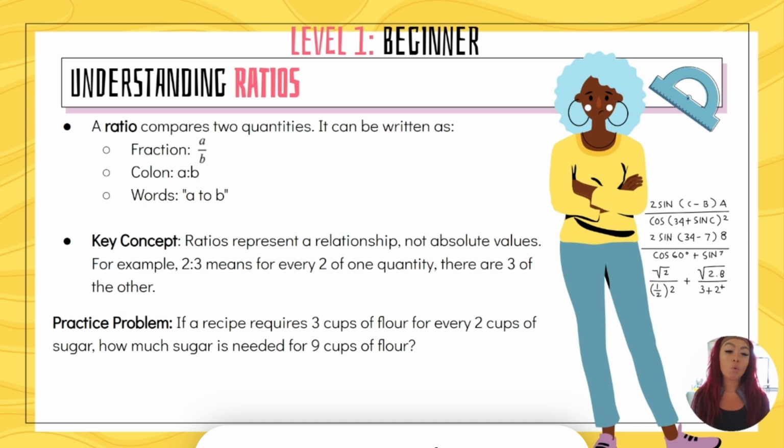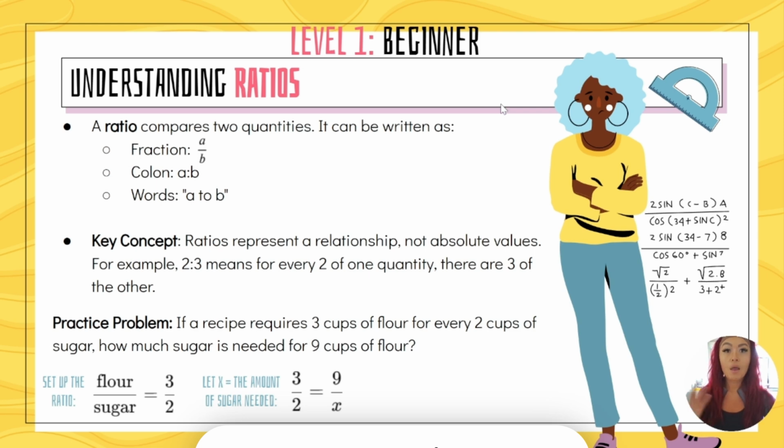If a recipe requires 3 cups of flour for every 2 cups of sugar, how much sugar is needed for 9 cups of flour? So first we're going to start by setting up the ratio, right? Our ratio is flour to sugar, so the ratio is 3 to 2. Then we'll set up a proportion. We'll let X equal the amount of sugar needed, right? That is what we're looking for here.